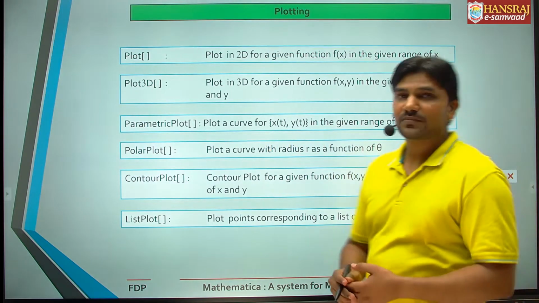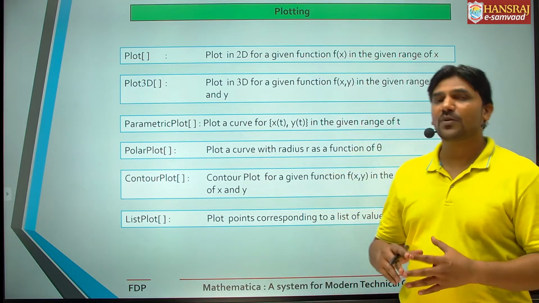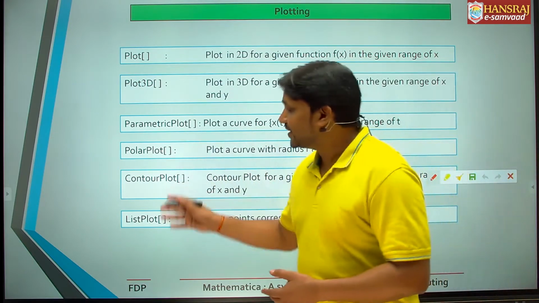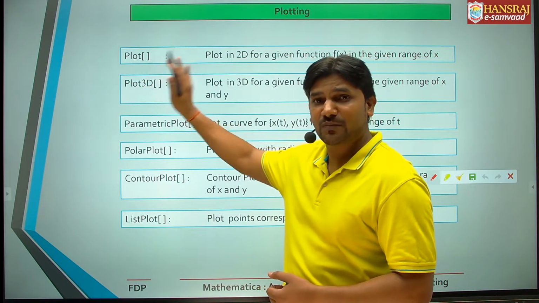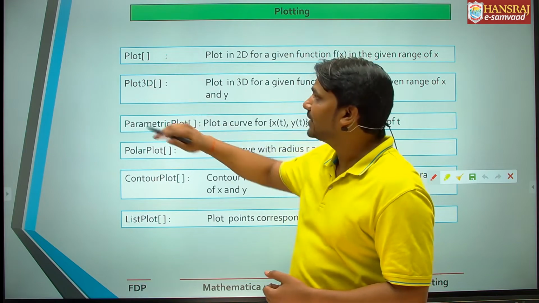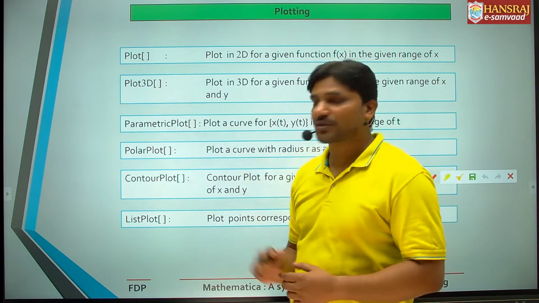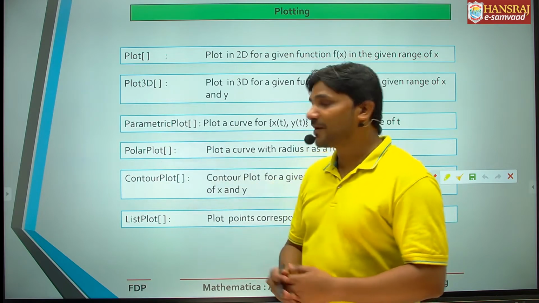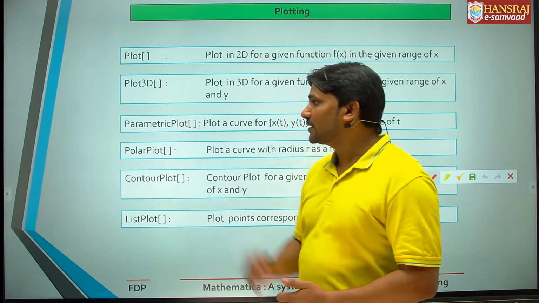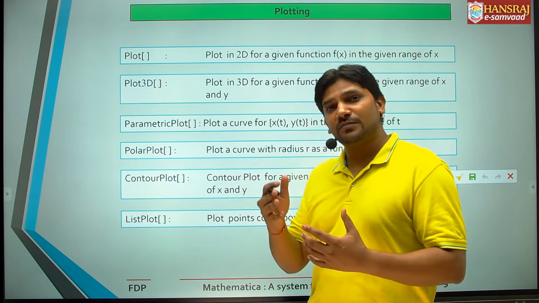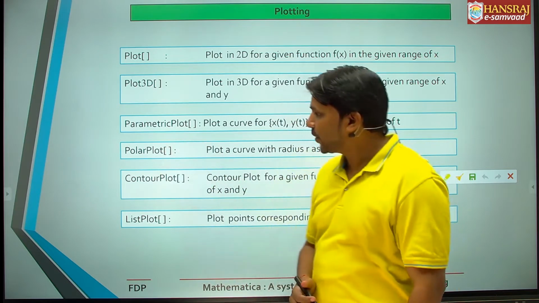For doing plotting in Mathematica, we have many functions, such as Plot. P should be capital. Plot will give you the 2D plot. Then Plot3D, if you want to plot in three dimensions. If you want to plot in parametric form, you need to use ParametricPlot. If you want to plot in polar coordinates, you can use PolarPlot.